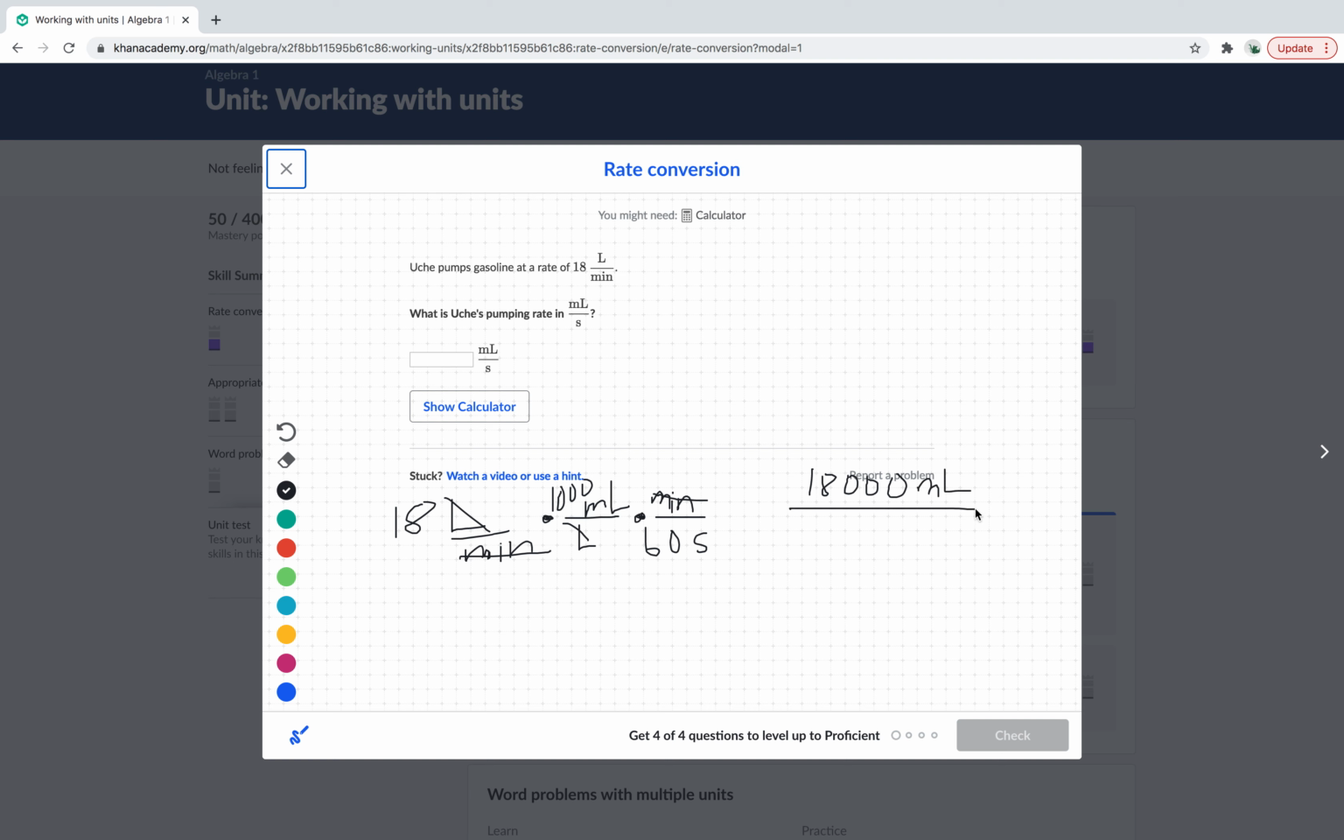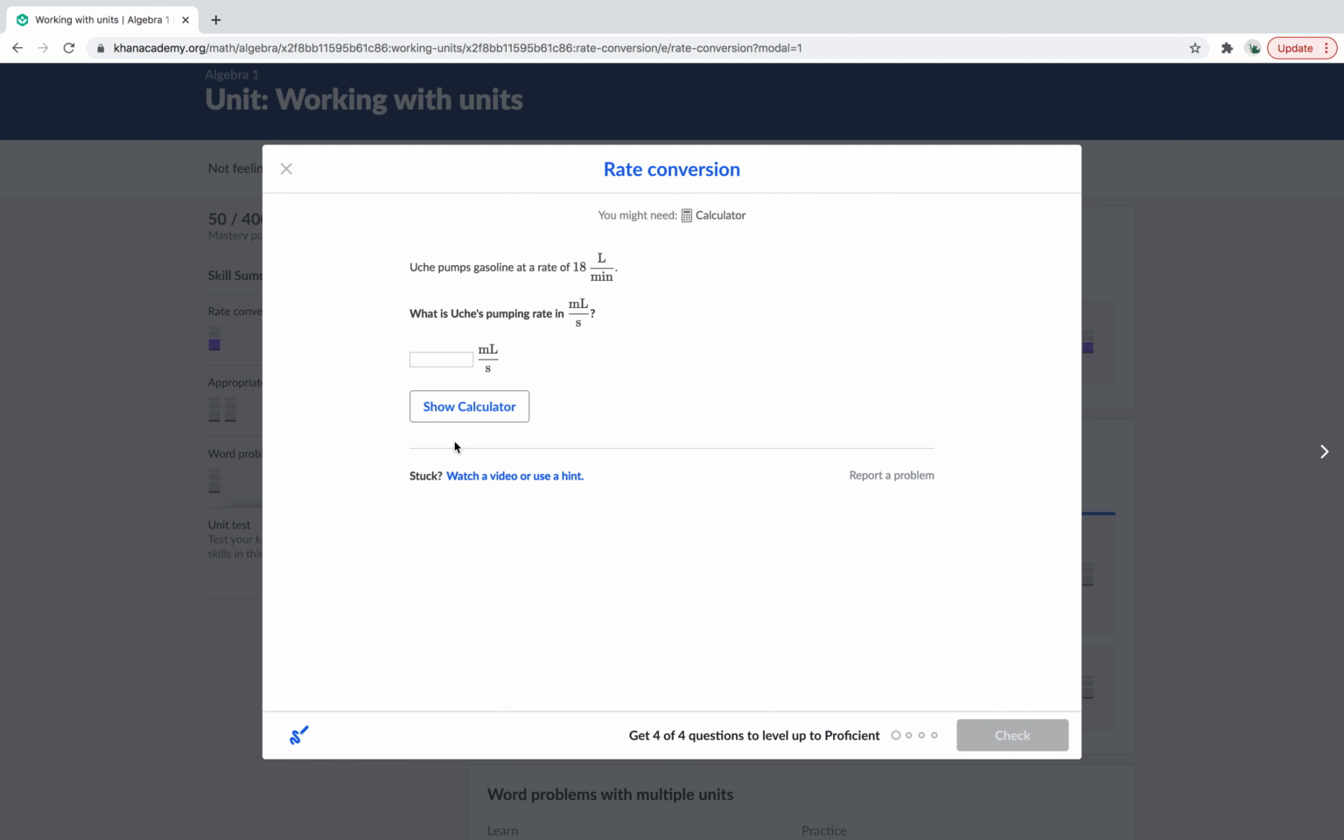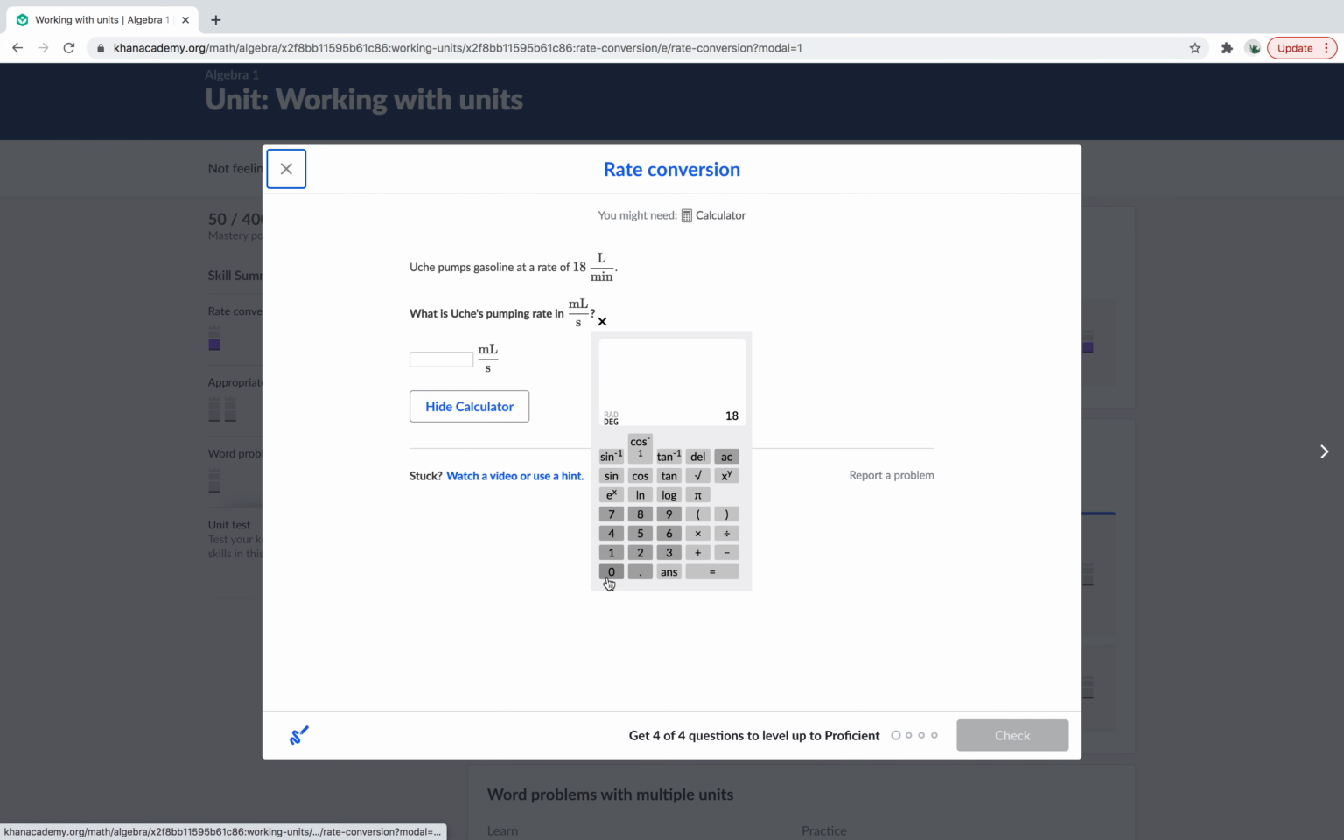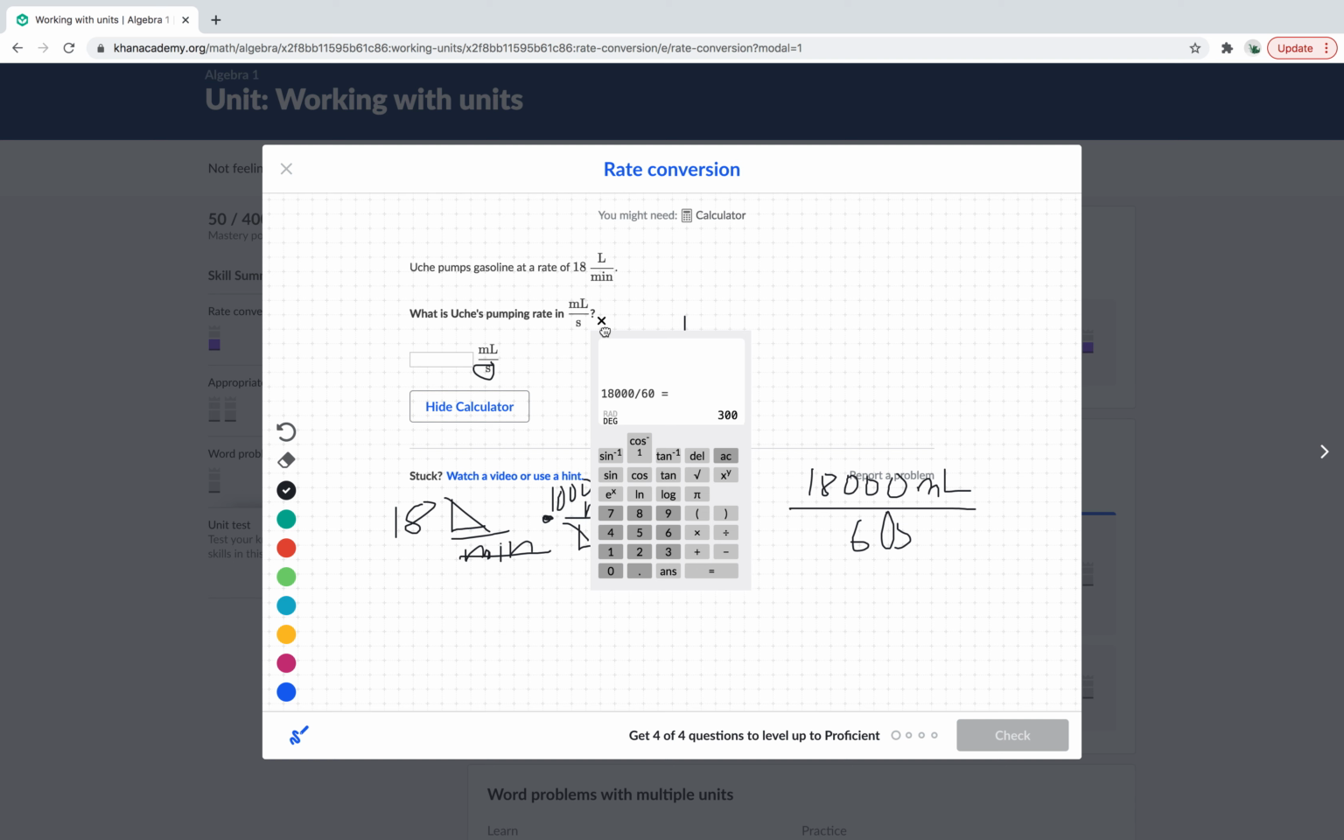Next we are going to divide it by 60 seconds. But we have to simplify this, because when you put a variable like S, it means only 1. So we want 1, not 60. So we're going to divide both of these sides by 60. We're going to have to use the calculator. 18,000 divided by 60 is 300. So now we know the answer is 300.